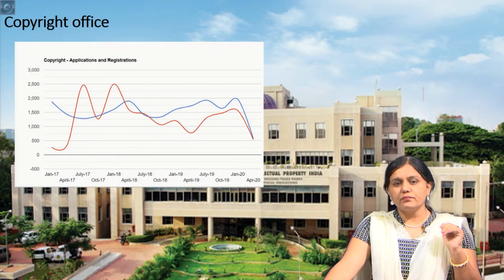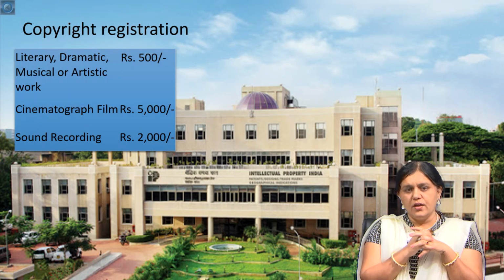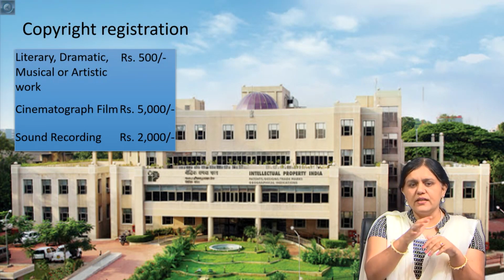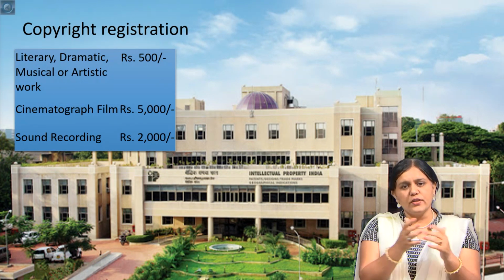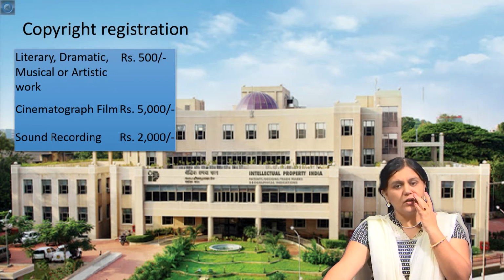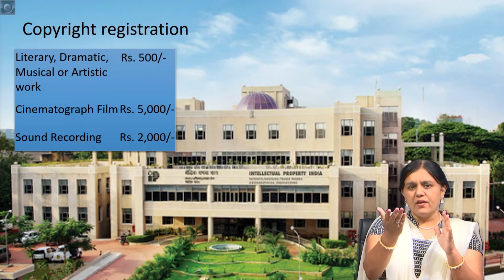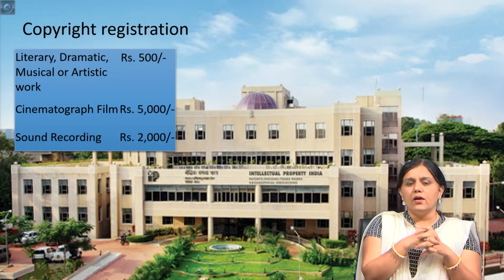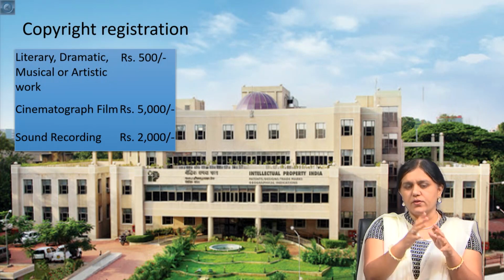Okay. Now the next is fees. How much fee do you have to pay for a registration? If you see on the screen, the fee is very minor. If it is a literary, dramatic, musical or artistic work, it is just 500 rupees. If a cinematographic film is there, a little higher amount, 5,000, and if it is a sound recording, it is 2,000. If I compare it with a patent, it is 1,650 if online for an individual, or in trademark it is 4,500. So you can compare the government fee for a registration.